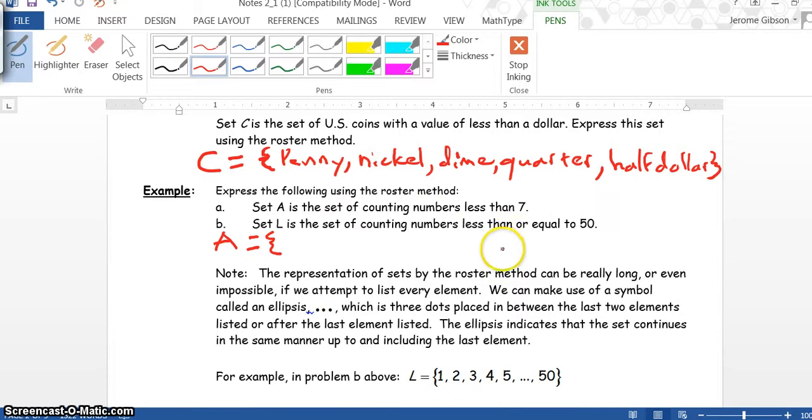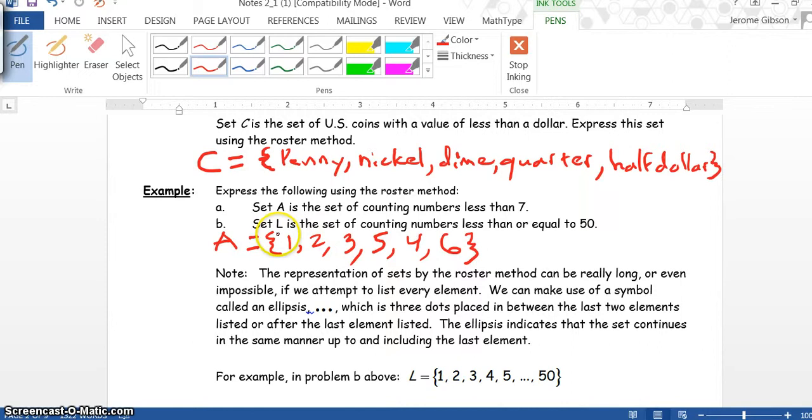So that'll be no decimals, no fractions, no negative numbers, and not even 0. So it'll be 1, 2, 3, 5, 4, 6. Now I wrote it out of order here so you can see that even writing it out of order is still correct. Or you could write in order 1, 2, 3, 4, 5, 6. So these are all of the counting numbers less than 7.